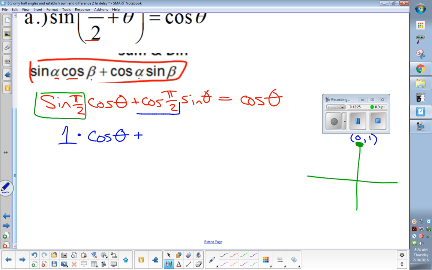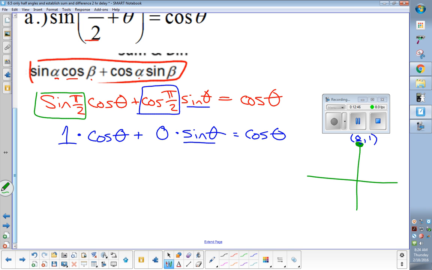Plus cosine at pi over 2. So again, here's pi over 2 again. I'm doing cosine. So that's the x value, so that's just 0 times sine of theta equals cosine of theta. I don't know what this is, so I didn't change anything about it. I don't know what theta is. I don't know what our angle is.